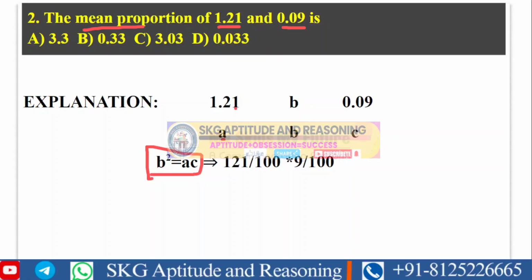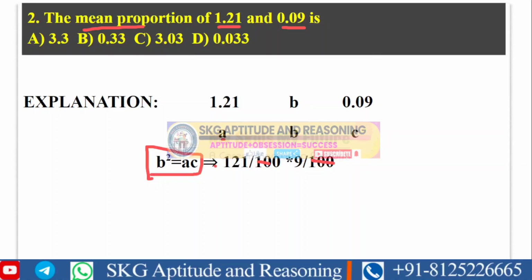And this is 1.21 divided by 0.09. If I want to eliminate the decimal points present here, I need to multiply this by 100 and 100, and the 100 and 100 get cancelled. So what we are left with is 9 into 121.